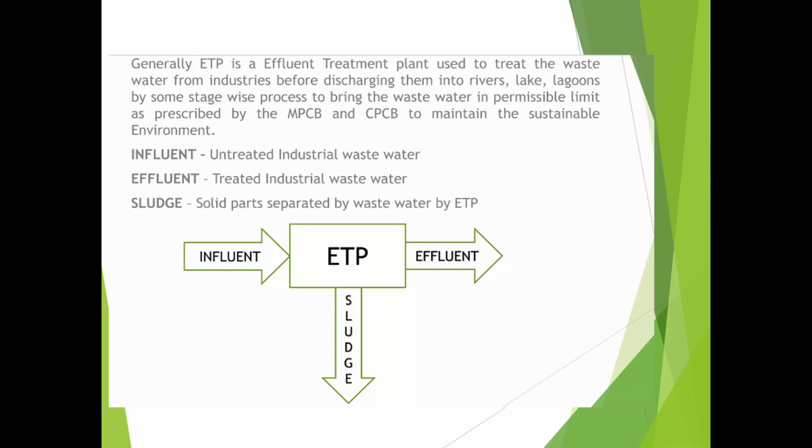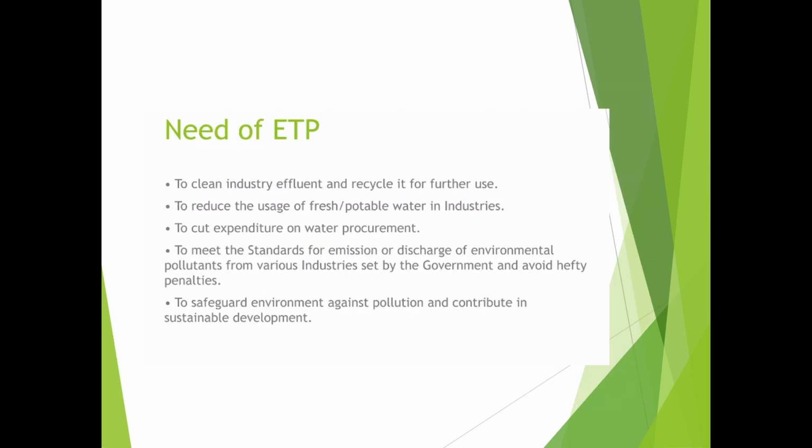Sludge means solid parts separated from wastewater by the ETP. ETP is actually an effluent treatment plant. Effluent comes in and effluent goes out, and the sludge also comes out. So why do we require this ETP? You have to clean your industrial effluent and also recycle it for further use, so that we reduce the usage of fresh potable water. If your water is recycled, it can be used again and again, so the need for fresh water can be reduced.